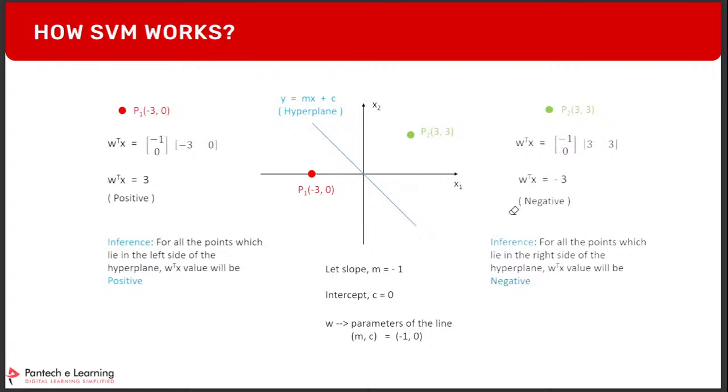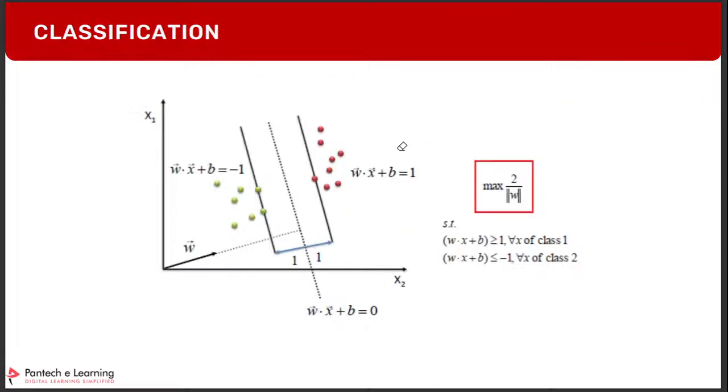So if you have new data, you can substitute it into this, and if it has a positive value, it will belong to the red color. It will give you a prediction as red. If the output is negative, then it will give the prediction as green.